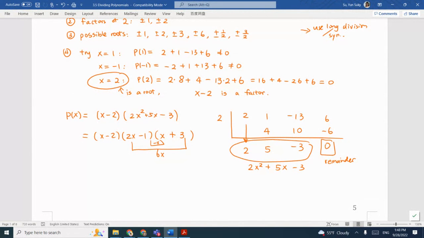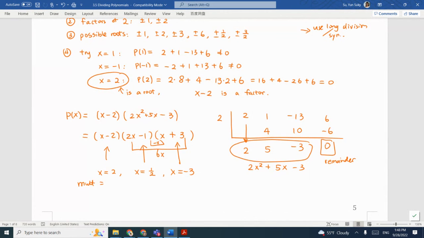Awesome. So let's write down the roots. This root is 2. How about this root? 1/2. And this root? Negative 3. How about the multiplicity?